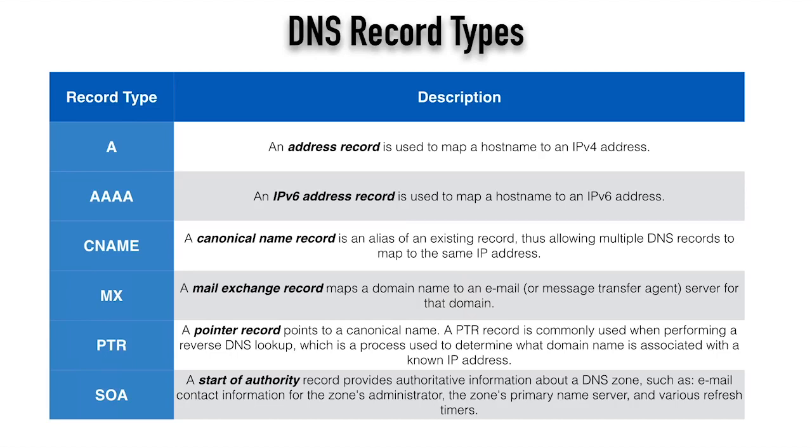And another record type we have is an SOA, a Start of Authority record. This gives us information about a particular DNS zone, such as the email address of the domain administrator. And it can contain some other information as well, such as the zone's primary server and various timers.